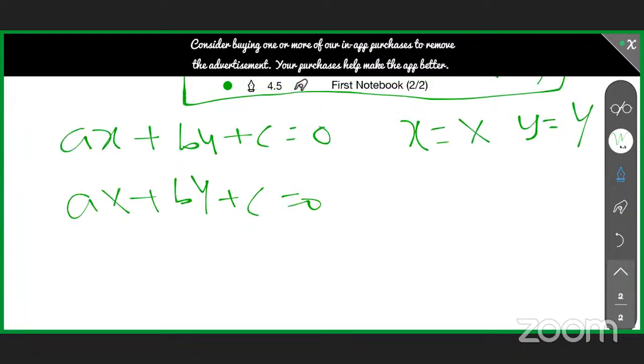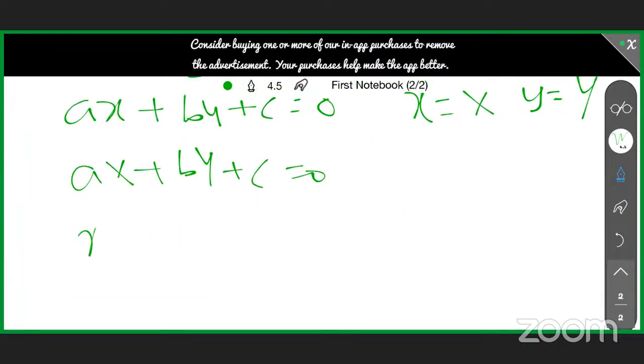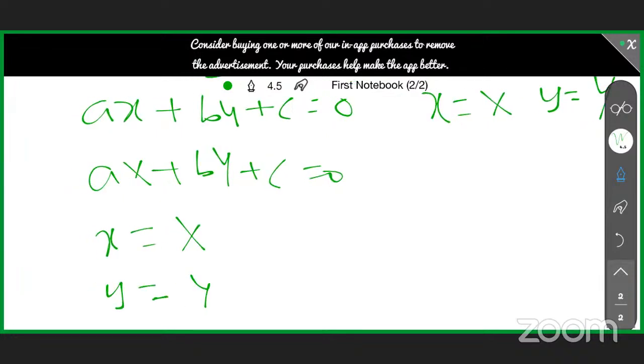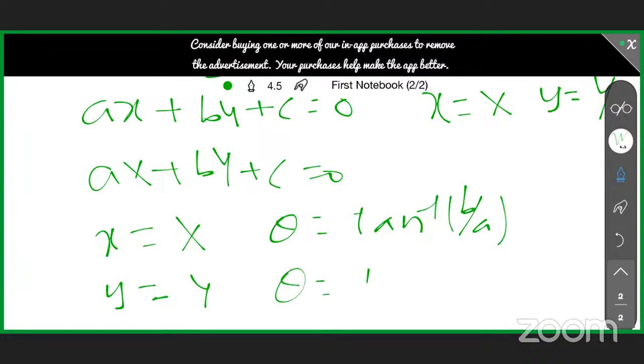So how can we reduce this equation to this form: x is equal to X or y is equal to Y? If you want to reduce like this, what is my angle of rotation? My angle of rotation should be tan inverse of b by a if I want x equal to X. If I want y equal to Y, it should be tan inverse of a by b. We'll be using these concepts for solving some of the MCQs.